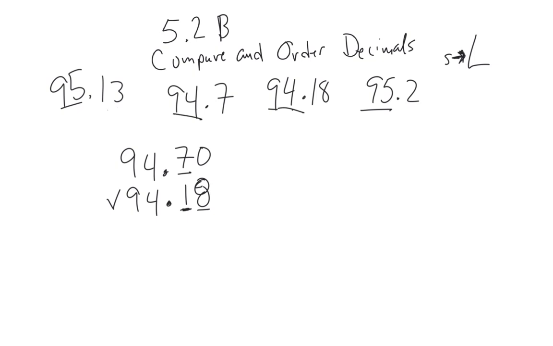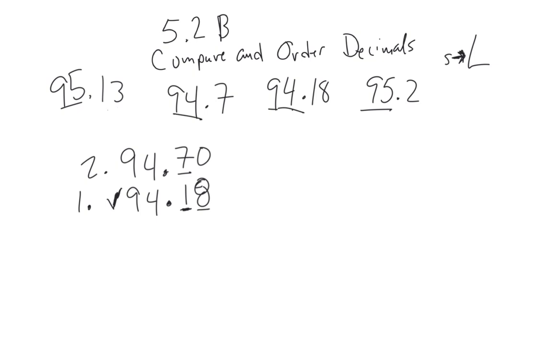So this is where you can kind of see that 70 is way bigger than 18. So this would be the smallest number. Knowing this, I know this would be my smallest number. I'll go and just number it number 1, and this would be number 2.